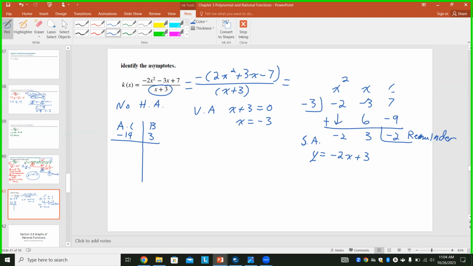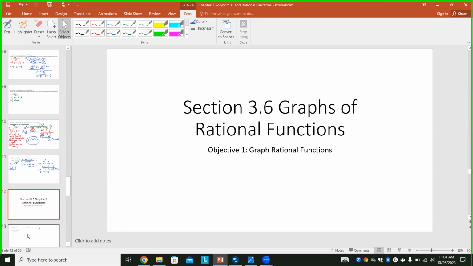So again, 3.5 homework is officially due Sunday. Next is 3.6, which is graphs of rational functions. We're just going to graph some rational functions. So hopefully this answers some of those questions that you had. I'll give you a chance to write it down.